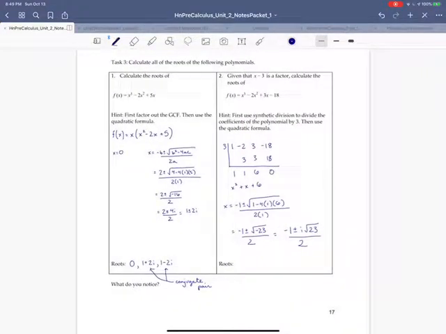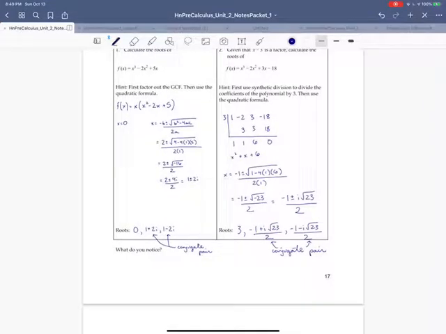So the roots of this polynomial function are 3, negative 1 plus i root 23 over 2, and negative 1 minus i root 23 over 2. And we notice that we have 2 complex roots, and they are a conjugate pair. So let's write out that we notice the complex roots come in conjugate pairs.